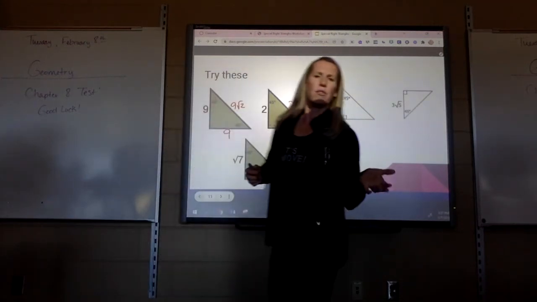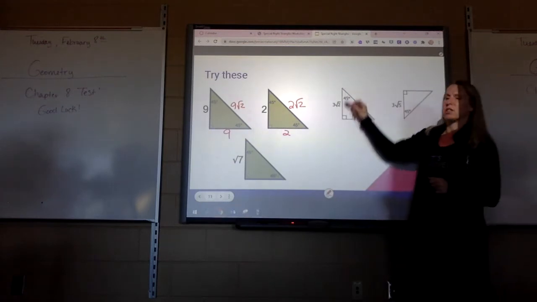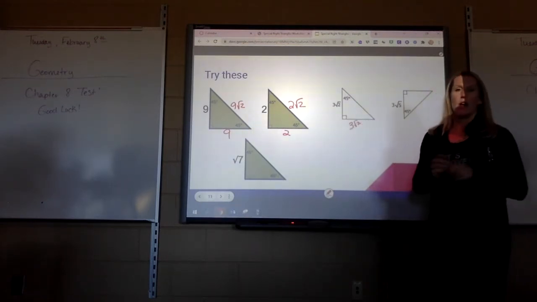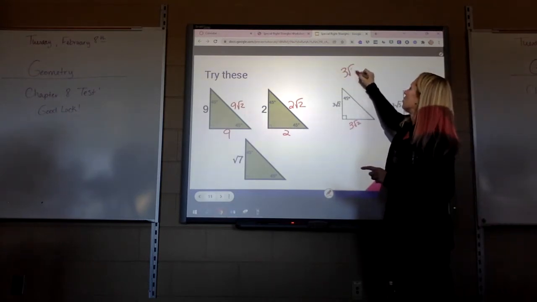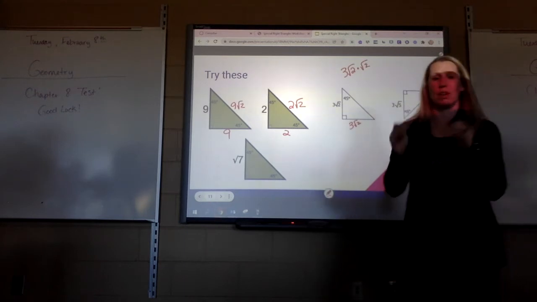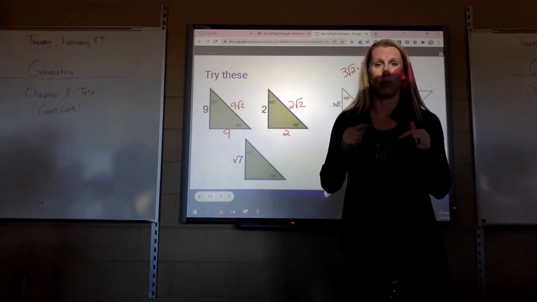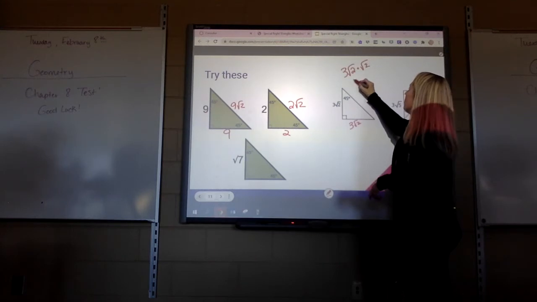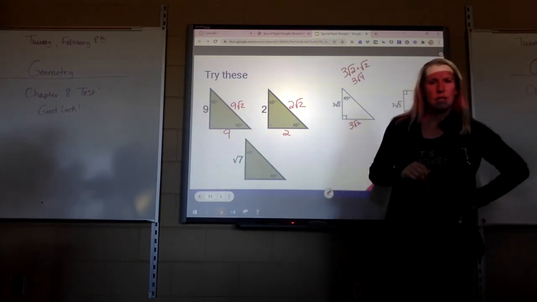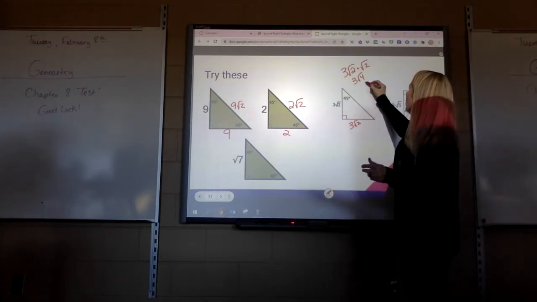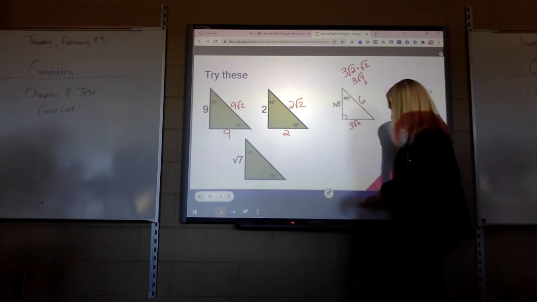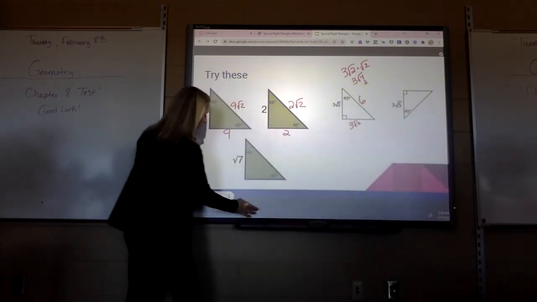But let's do a few with radicals. This leg is 3 radical 2, which is going to make this leg 3 radical 2. When I do 3 radical 2 times radical 2, the radical 2's are like terms, so I can multiply what's under the radical together. That would make 3 radical 4. Do you know what the square root of 4 is? That's right, it's 2. What's 3 times 2? That would be 6.